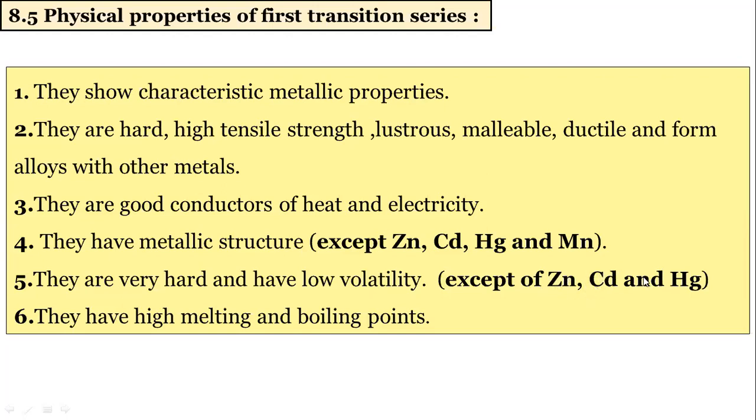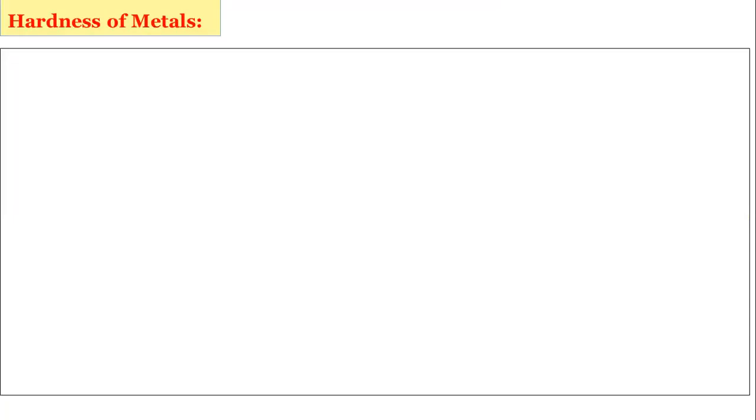The d orbital is completely filled. They have high melting and boiling points. Also, there is an exception for zinc, cadmium, and Hg, because no unpaired electron is there. In case of zinc, cadmium, and Hg, there is no unpaired electron. If there is no unpaired electron, they do not form covalent bonds. If they do not form covalent bonds, they will not become hard. So all the next properties depend upon the number of unpaired electrons. If the number of unpaired electrons is more, then they will form more covalent bonds. If the covalent bonds are more, then the metal will be very hard. If the metal is very hard, the melting and boiling point will be high. So all the properties depend upon the number of unpaired electrons.